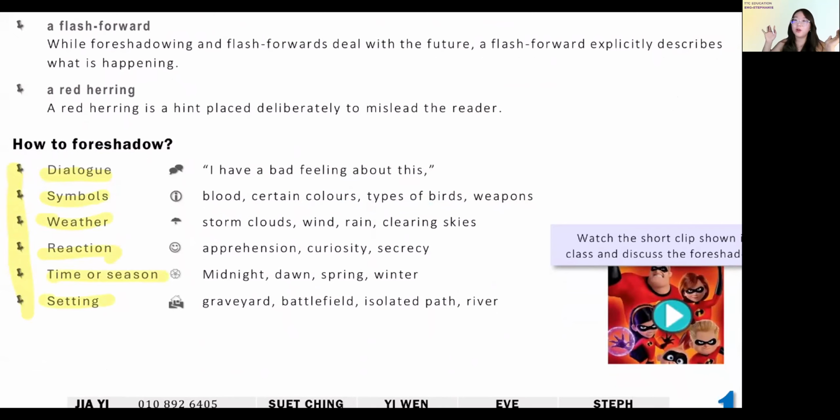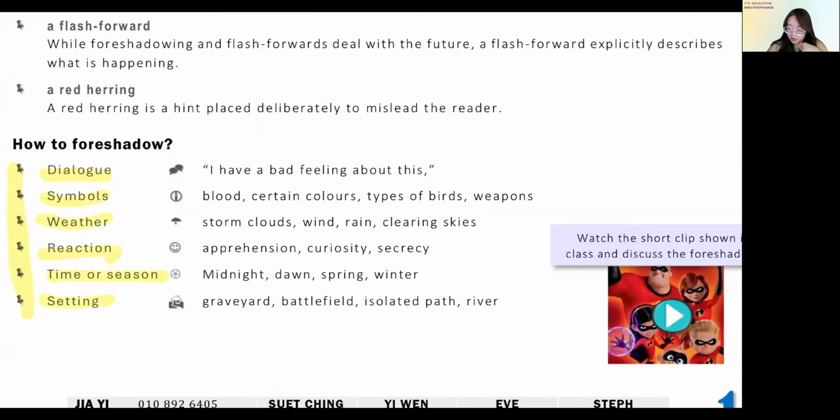For example, a flock of crows flies above your house, okay, and has been circulating there. So it indicates that maybe something bad will happen, because crows are always synonymous with bad luck, right? So with crows, something bad is going to happen at your house, perhaps. All right. Weather: storm clouds, wind, rain, clearing skies. It depends on the weather description, indicating whether a good thing or a bad thing will happen.